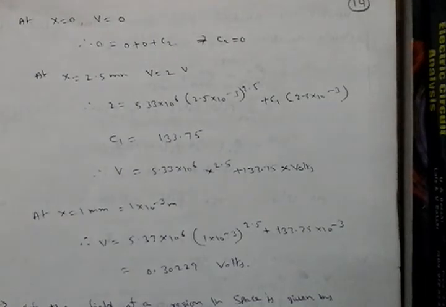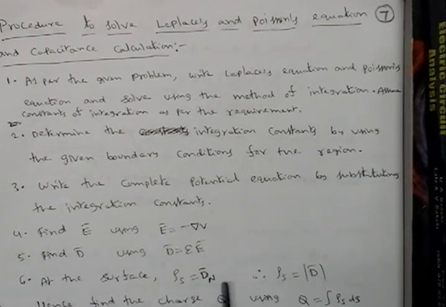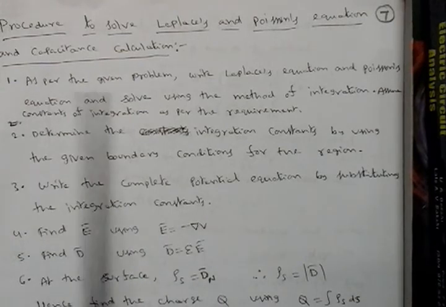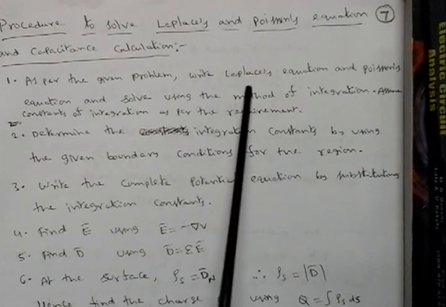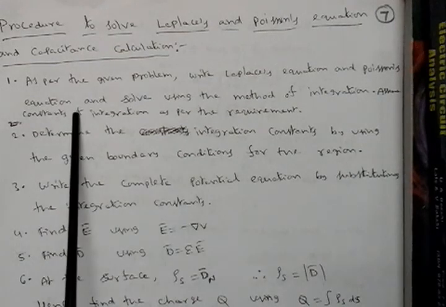This is the application of Poisson's equation. Next we will see the procedure to solve the Laplace and Poisson's equation, and from that we can determine the capacitance also, that is capacitance calculations. So the procedure to solve the Poisson's and Laplace equation related to an electrostatic field problem: the first one is, as per the given problem, write the Laplace equation or the Poisson's equation depending on the charge given in the problem.